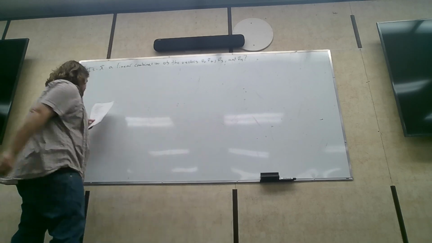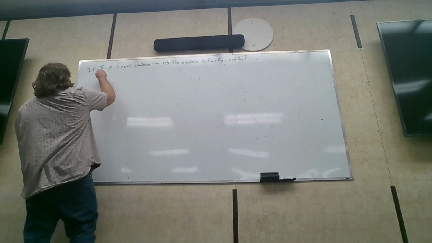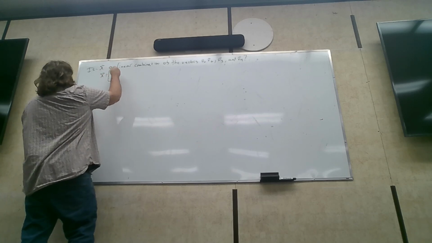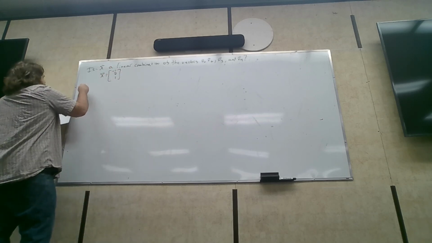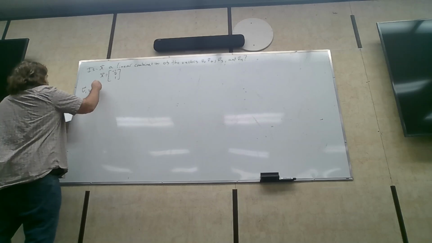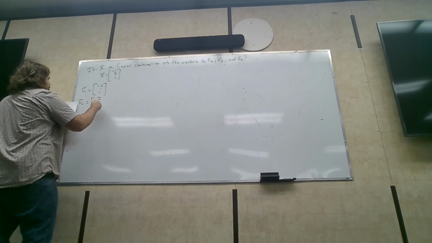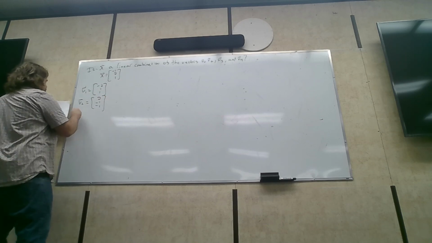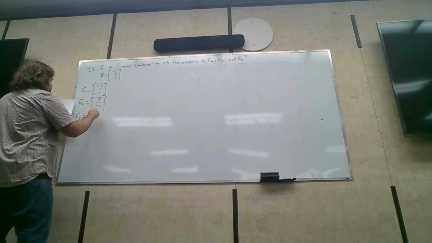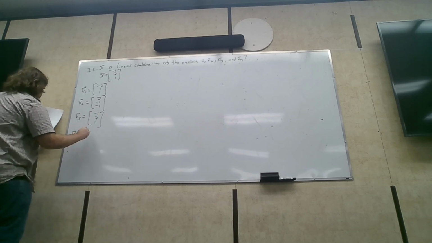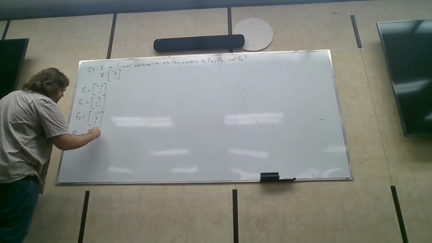Okay, so obviously I need to tell you what these vectors are. So X is -1, 2, 1. It's just some vectors. v1 is -2, 1, 1. v2 is 2, -1, -1. v3 is -1, 2, 1. And v4 is something else, -1, 3, 1.